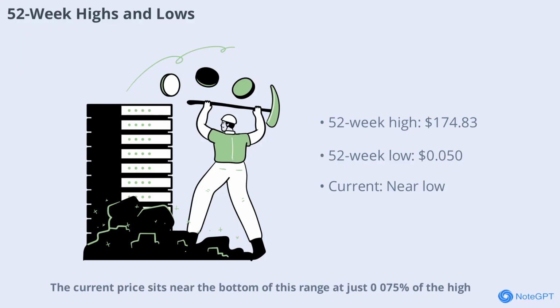The current price sits near the bottom of this range at just 0.075% of the high. This dramatic fall from grace underscores the stock's volatility and the risks involved. Such a wide range also means that any recovery could be significant, but for now, the stock remains deeply depressed.